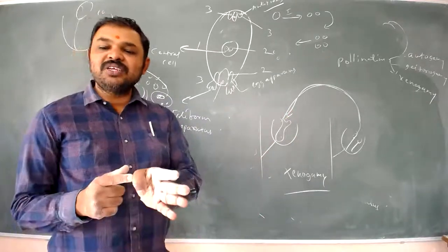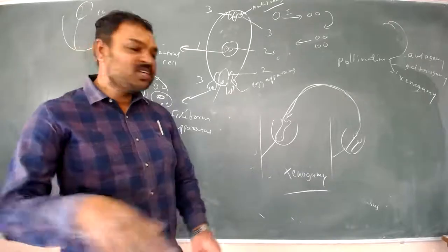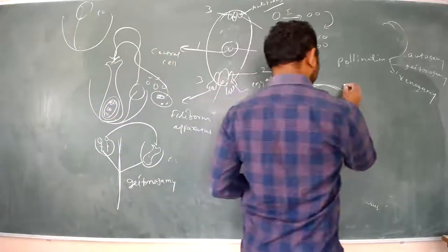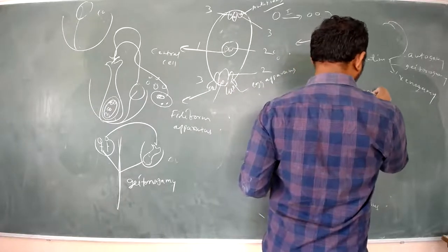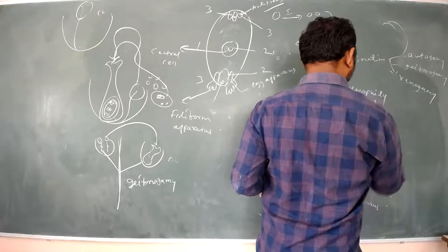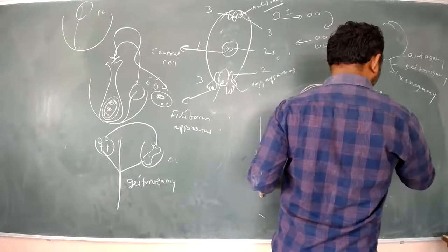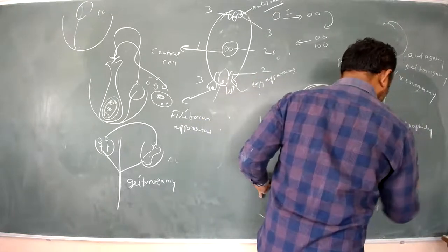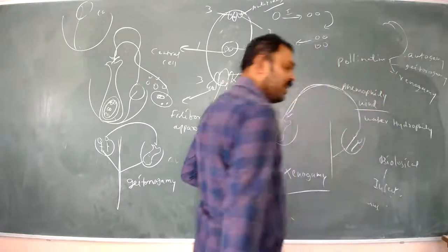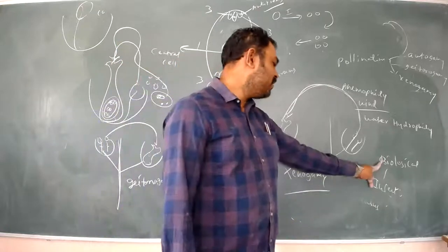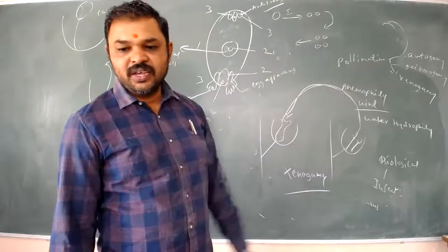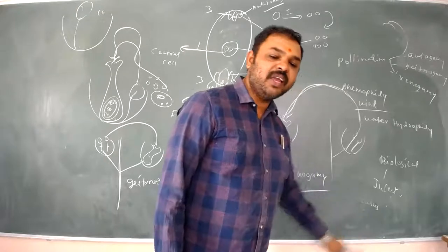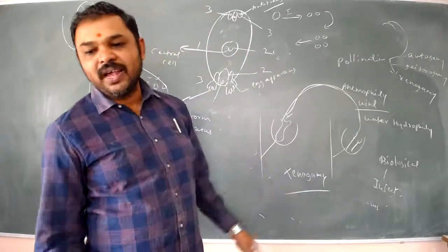Among non-biological agents, wind pollination is there, and next hydrophily. If the pollination is done by wind, how will it be called? Anemophily, wind pollination. Or otherwise water: hydrophily. Biological agents: insects, entomophily. Bats, chiropterophily. Birds, ornithophily. Reptiles, ophiophily. Like that, different names are there.